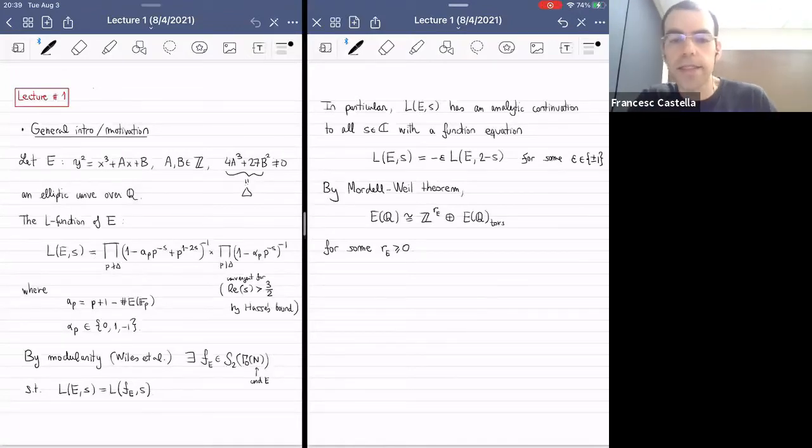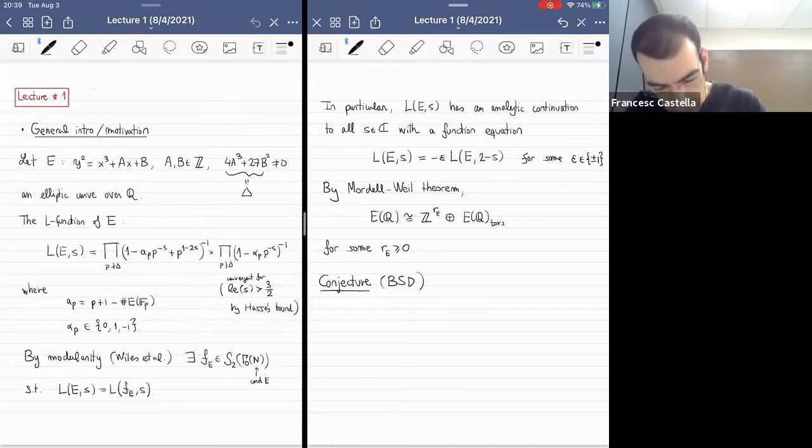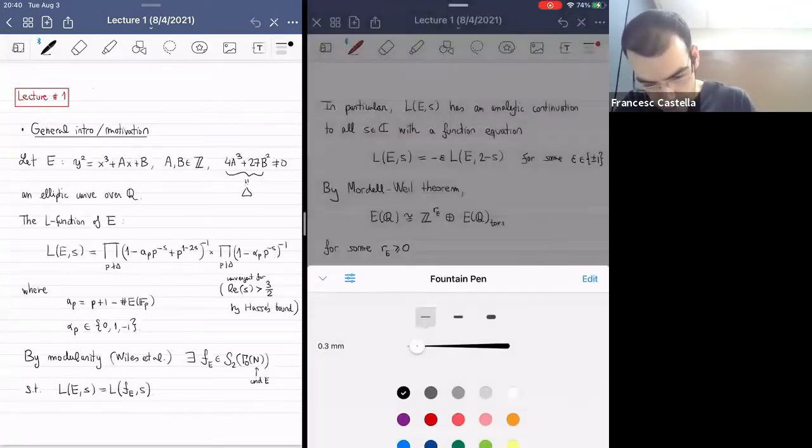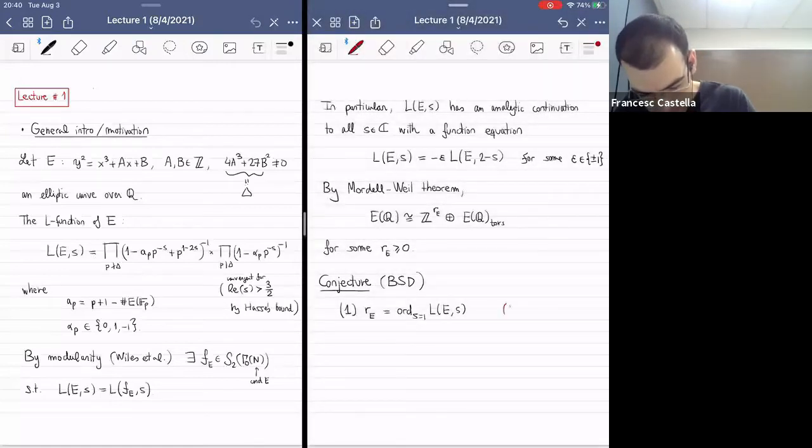And then there is the statement of the BSD conjecture that we all know. I just recall it here without explaining every term again. It is usually stated in two parts. The first part, which is the conjecture itself, is that this r_E can be found by just computing the order of vanishing at s equal to 1 of the Hasse-Weil L-series. So this is the BSD conjecture itself.